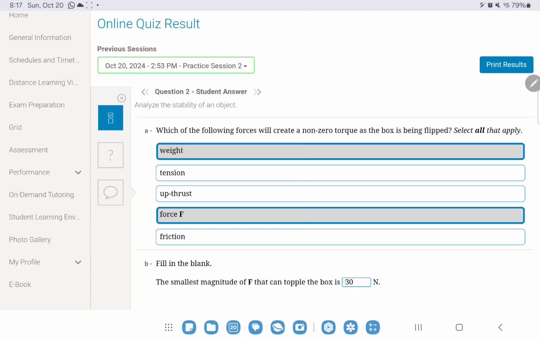Now let's see, it's 30. It's the smallest in magnitude since it's positive, since it's magnitude. So now let's move on to the next one.